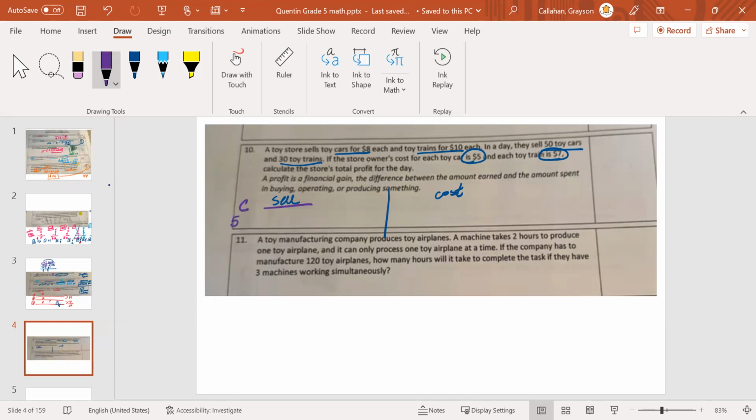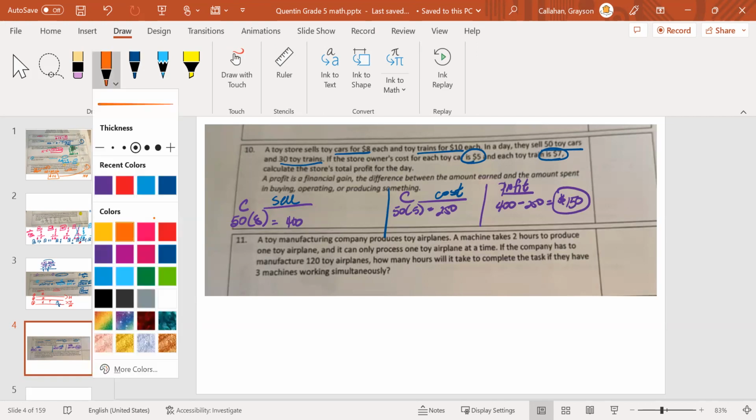So you have cars. He has 50 cars, and sells the cars for $8. So 50 times 8 is how much? 400, okay? The cost for the car is $5, right? So 50 times 5 is? Yeah, the profit means you have to subtract the two. So 400 minus 250 is what? No. This is how much he earned. Does that make sense?